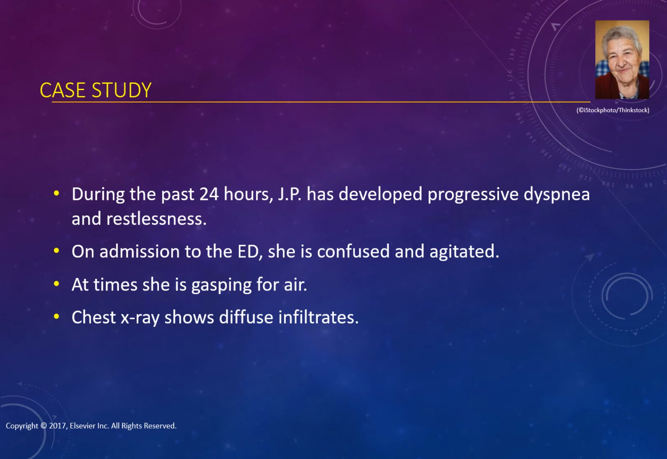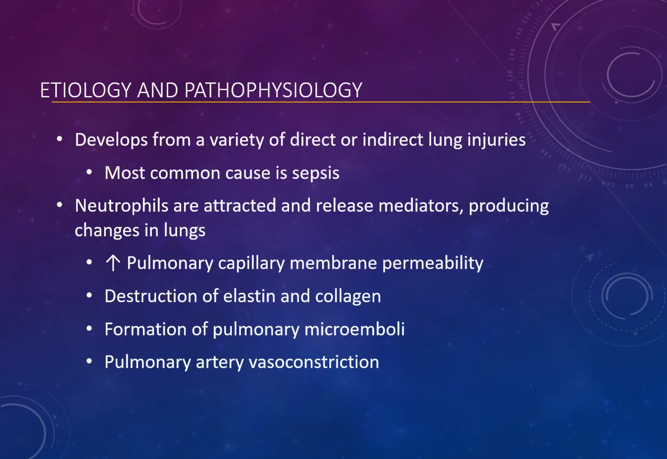So priority of care, obviously we're going to go back to our airway, breathing, circulation. So looking at the etiology and pathophysiology, I don't really want you to focus too much on this. I know looking at this, it looks a little scary, but we can break it down. Pulmonary capillary membrane permeability. What this means is that when that's increased, there's more free-flowing fluid. So fluid's able to get into those alveoli and disrupt that gas exchange.